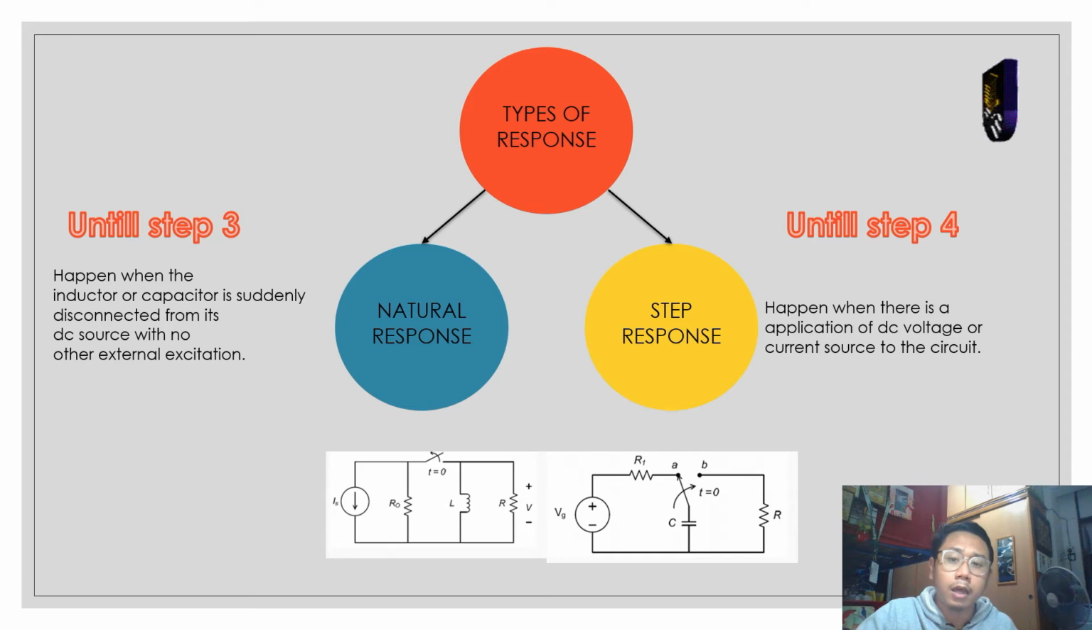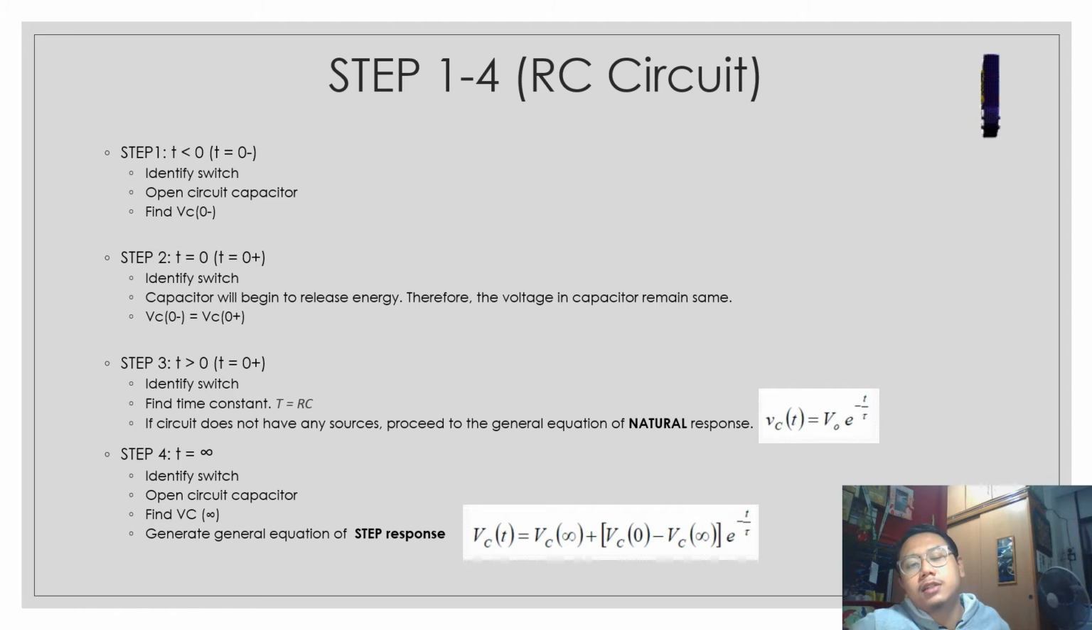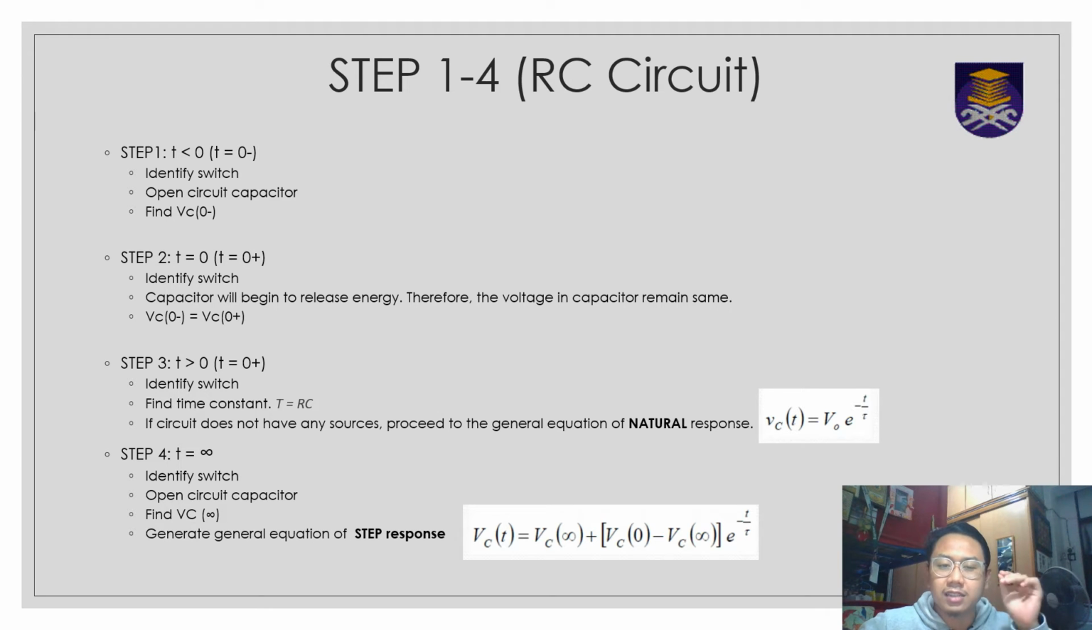In this chapter there are two types of circuit, which are RC circuit and also RL circuit. For RC circuit, we have 4 steps, step 1 until step 4. Step 1, at t is less than 0, that means t is equal to 0 negative. What is the step? We need to identify the switch first, and then the capacitor will open circuit, and we need to find the VC 0 negative at step 1.